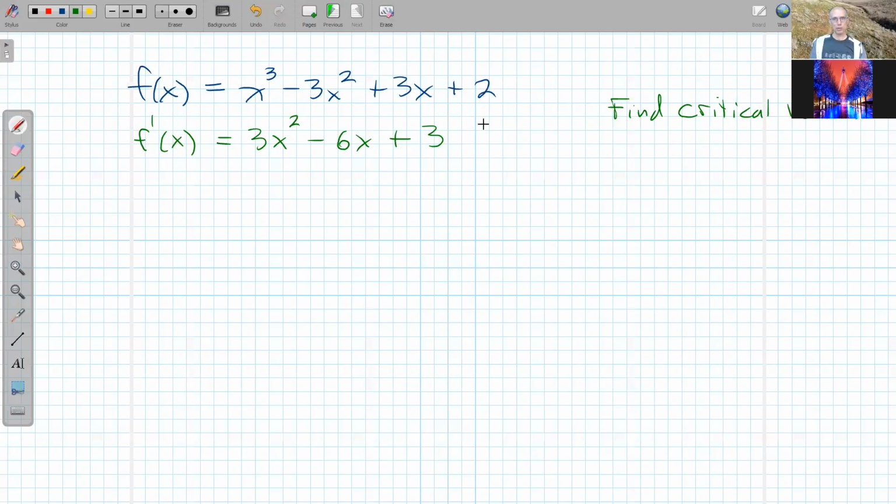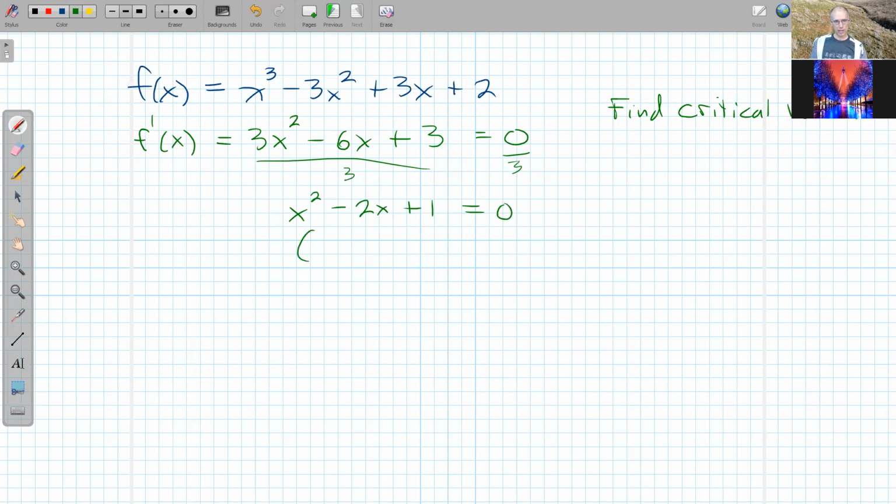So we have our cubic, we have our derivative, critical values, set it equal to 0, or look for places it doesn't exist. Now, this is a polynomial. Polynomials exist for all real numbers, so we don't have any of those problems there. So setting this equal to 0, I can divide both sides by 3 to simplify this. So I get x squared minus 2x plus 1 equals 0.